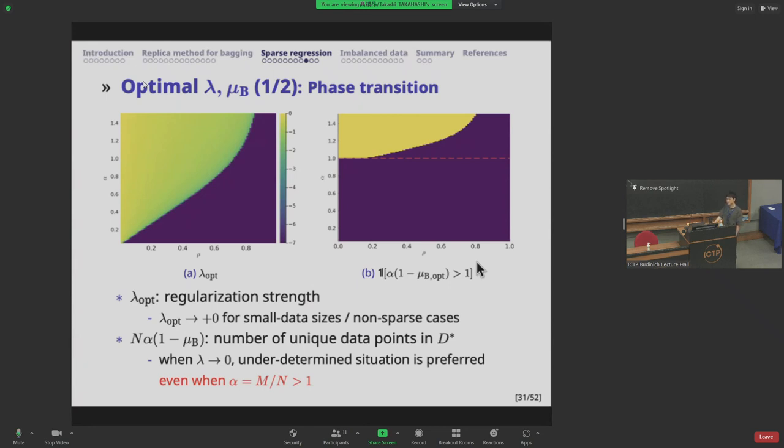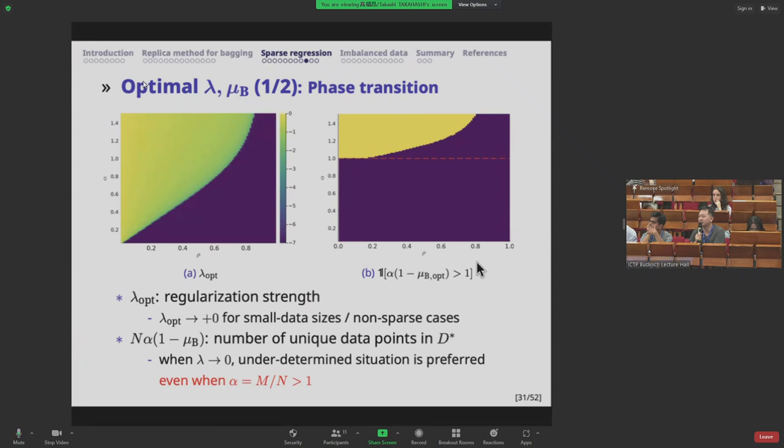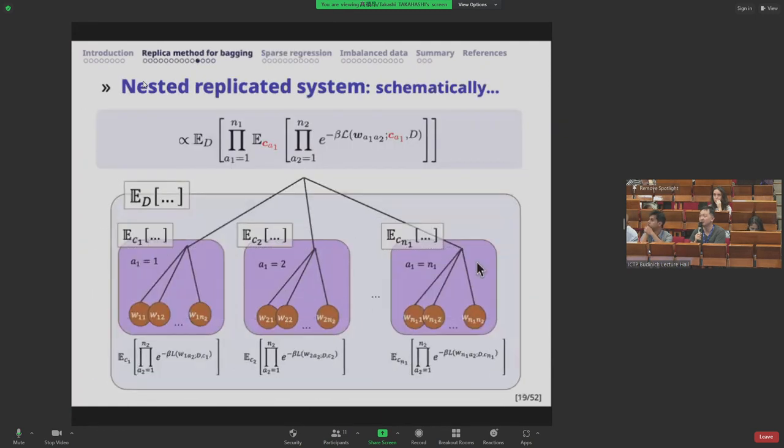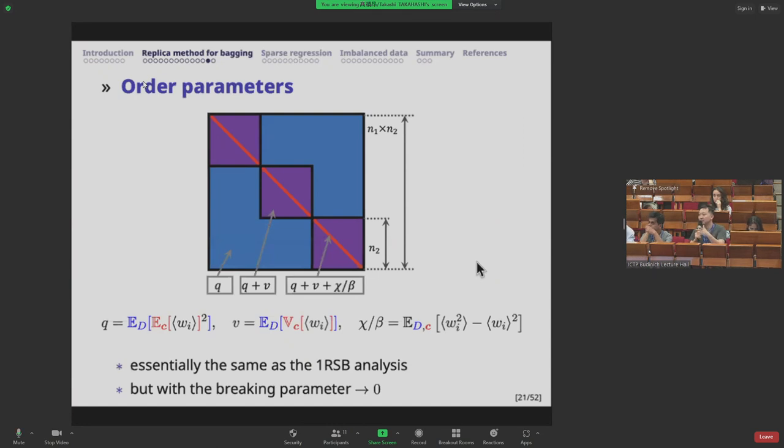Hi, thanks for the very interesting talk. Can you clarify why you expect this one-RSB structure to be exact? More specifically, if averaging over the C is indeed equivalent to some more explicit procedure, then what you're claiming is that the replica symmetric prediction should be exact for that. Could you clarify? I couldn't get the point. Do you mean the exactness? I wanted to get your insights on why you believe this one-RSB analysis should be exact.